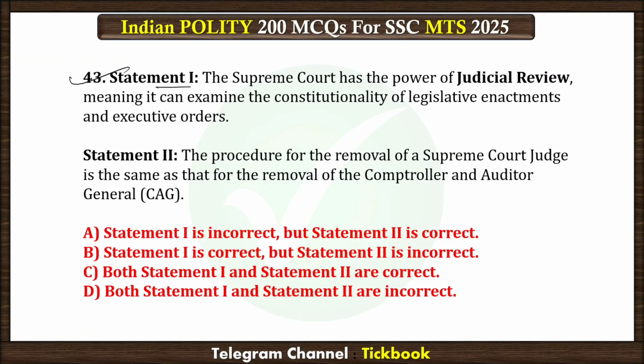43. Statement 1. The Supreme Court has the power of judicial review, meaning it can examine the constitutionality of legislative enactments and executive orders. Statement 2. The procedure for removal of a Supreme Court judge is the same as that for the removal of the Comptroller and Auditor General (CAG). Option number C. Both statements 1 and 2 are correct.